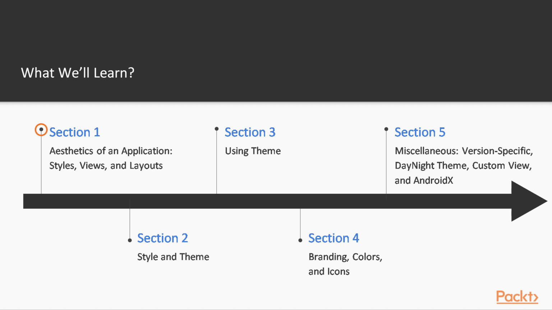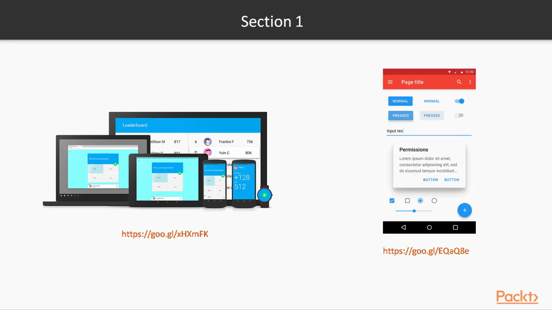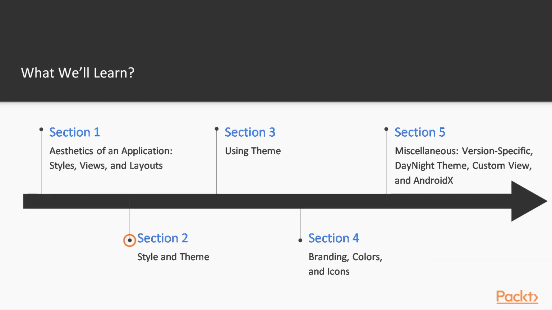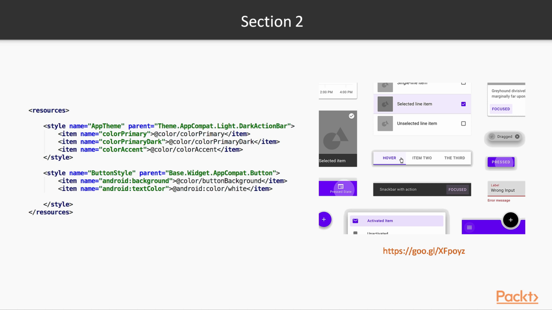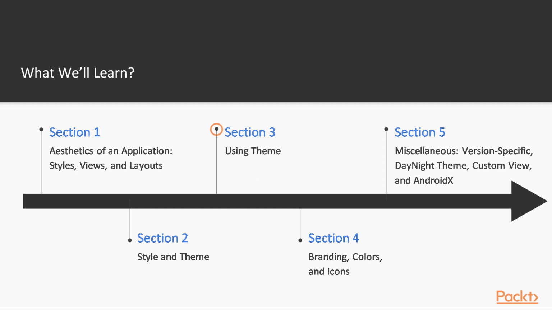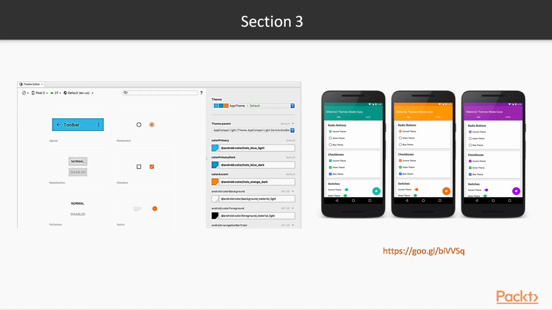In section 1, we are going to learn about responsive design, material design, and styling widgets like Fab, App Bar, Checkbox, and other UI components. In section 2, I am going to teach you what are styles and themes and how can we customize them. In section 3, we are going to learn about material themes using theme editor of Android Studio and also using inheritance in styles to reach clean code.